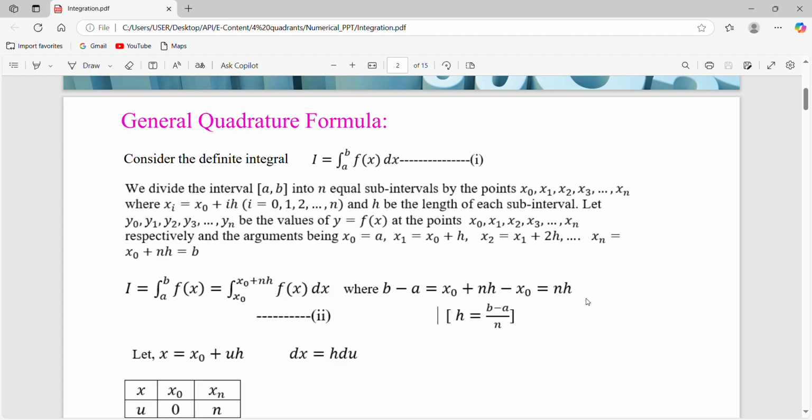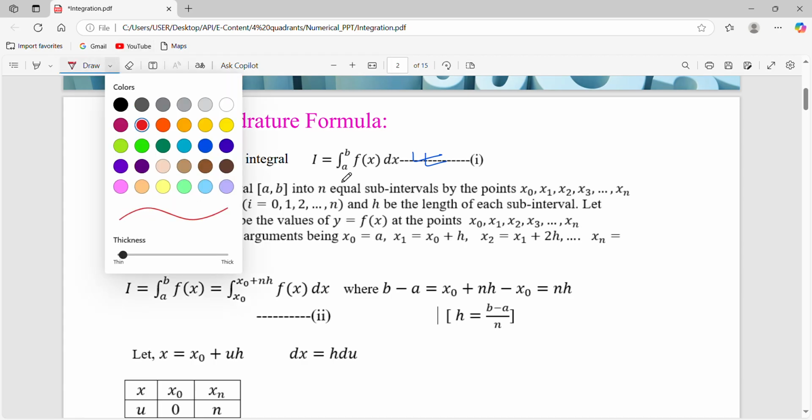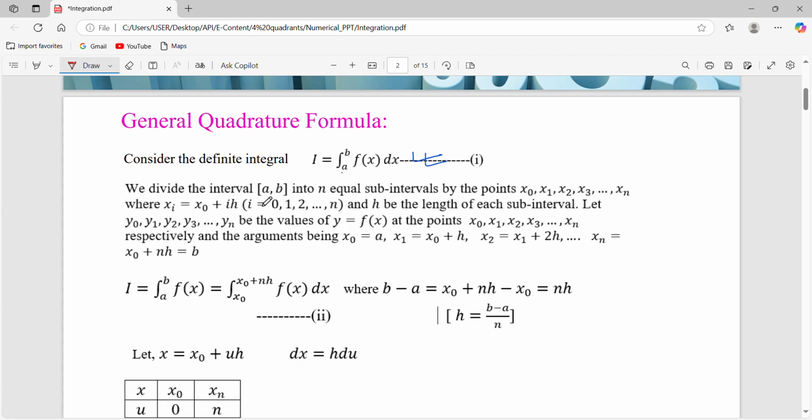Before going to derive the formula, first we should know the general quadrature formula. So what is this? First consider the definite integration I equal to integral from a to b of f(x) dx. Here we divide the interval ab into n equal subintervals by the points x0, x1, x2, x3 up to xn. If you take this one as x0, this one as xn, we are dividing it into n number of subintervals, like this way.